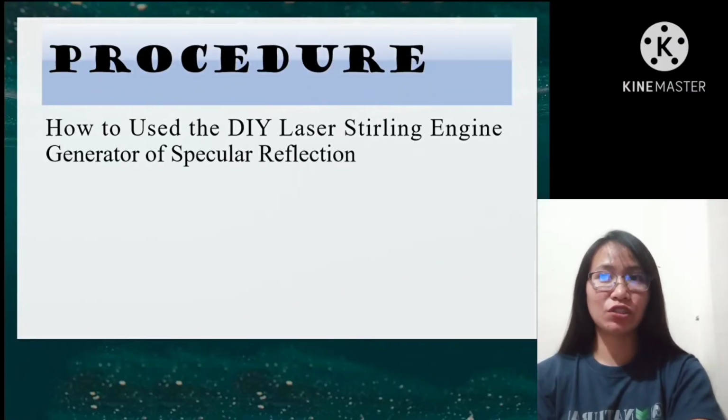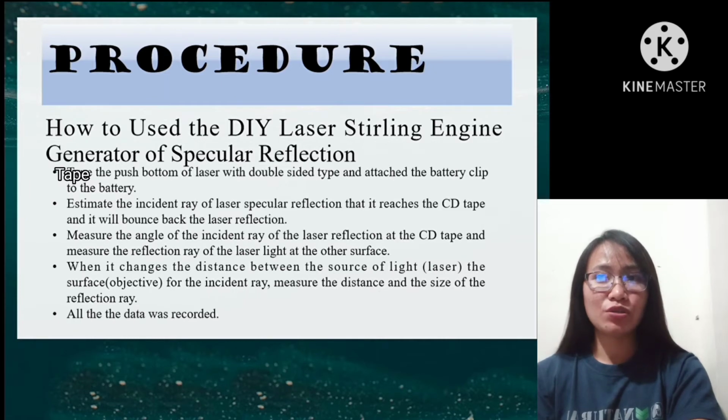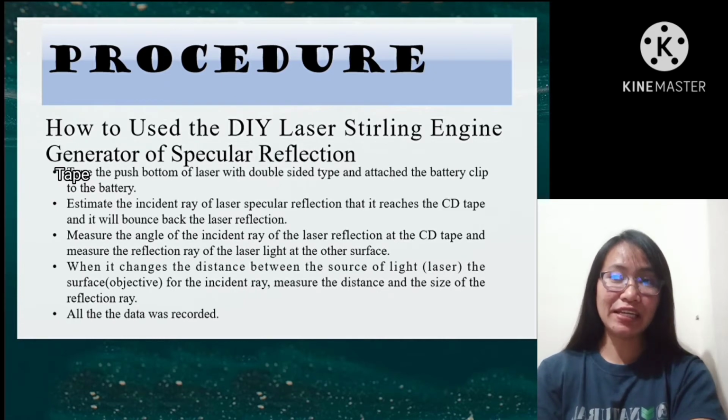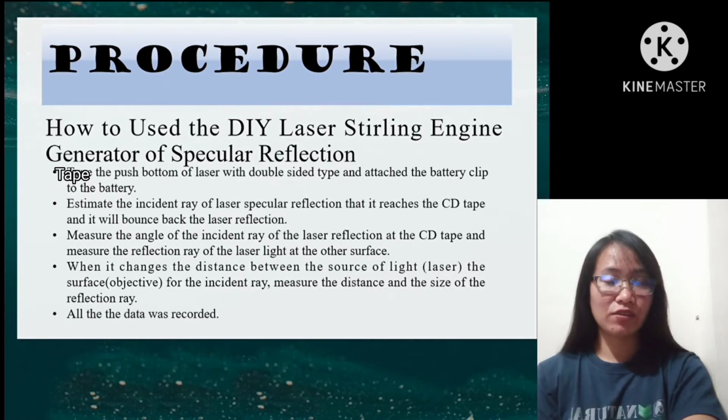For the procedure on how to use the DIY laser Stirling engine generator of specular reflection: first, tape the push button of the laser with double-sided tape and attach the battery clip to the battery. Second, estimate the incident ray of the laser specular reflection as it reaches the CD tape and bounces back as the laser reflection.